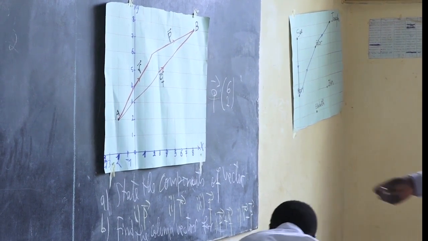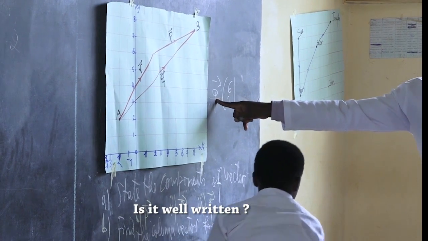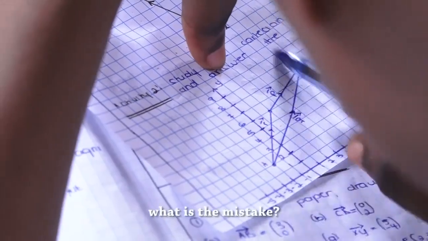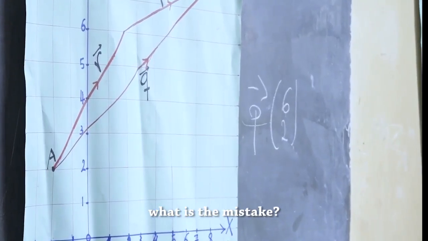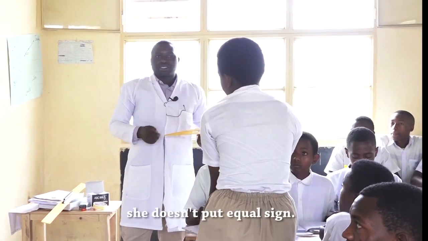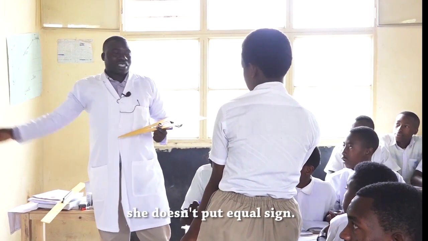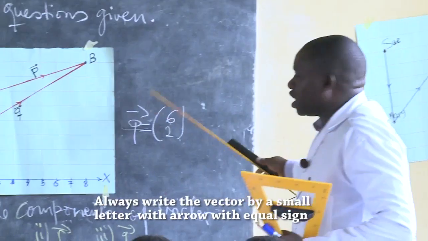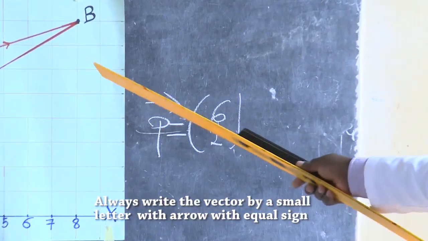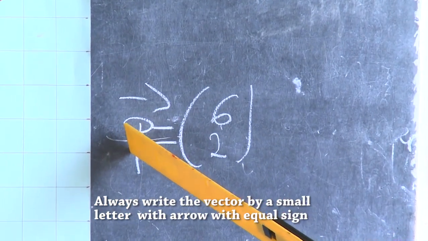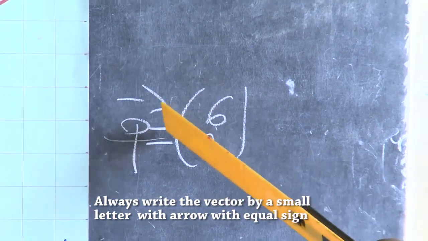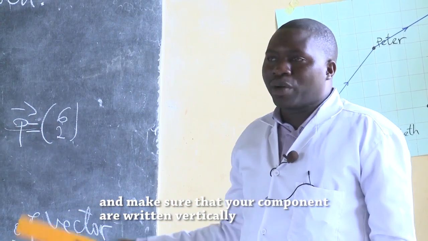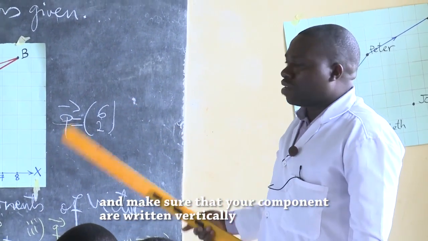Do you agree? Is it in this way we write a vector? Is this one true? No. What is the mistake? It doesn't put an equal sign. Can you correct? Always we write a vector by a small letter with an arrow and an equal sign there, and make sure that your components are written vertically.